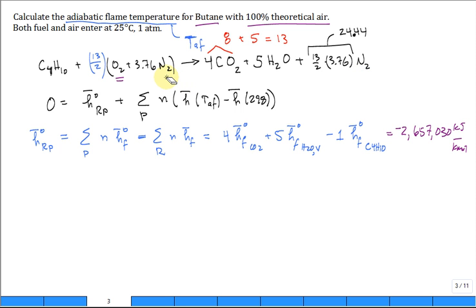All right. So now we take a look at expanding out our energy balance equation.